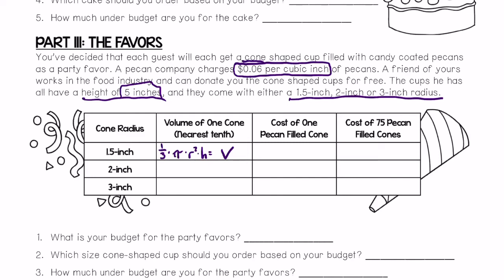So your volume right here is going to be multiplied by 0.06. And that's going to give you how much it will cost to fill up this cone. So the cone. And then from there, the cost of this cone times, obviously, 75 people. And you're going to do the same thing for this. You're going to get the volume, then volume times 0.06. And that's going to give you this answer. And then you're going to multiply it by 75. And the same thing here.